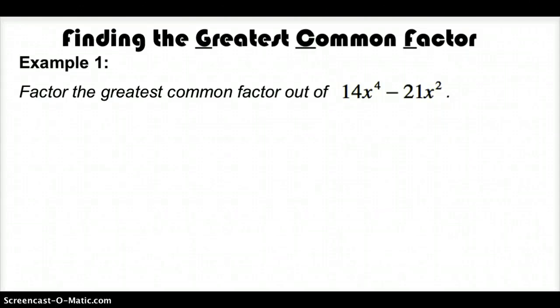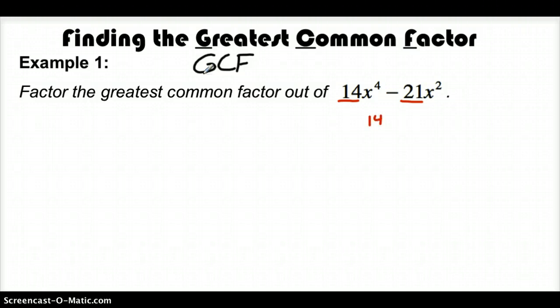The first little skill that we need to have here is finding the greatest common factor, as we refer to this as factoring out a GCF. So we refer to that as greatest common factor. In this first example, it asks us to factor the greatest common factor out of 14x to the fourth minus 21x squared. The first thing we need to do is figure out, out of these two coefficients, what's the greatest common factor between these two coefficients?